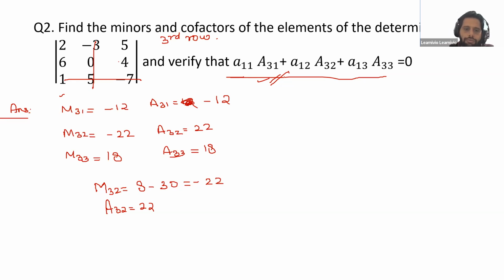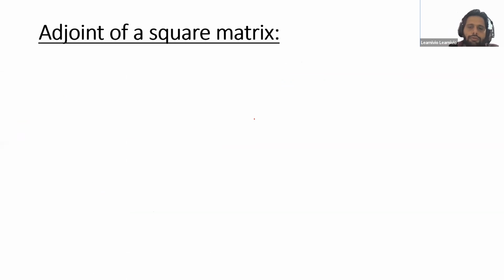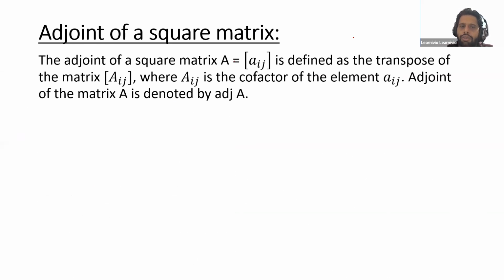Okay, so now we will start the next one. Next topic is adjoint of a square matrix. Okay, we know what a square matrix is, where the number of rows and number of columns are the same. We need to find the adjoint of a square matrix. Now, what is the adjoint? The adjoint of a square matrix. Now, the first point is adjoint will exist only for the square matrix.